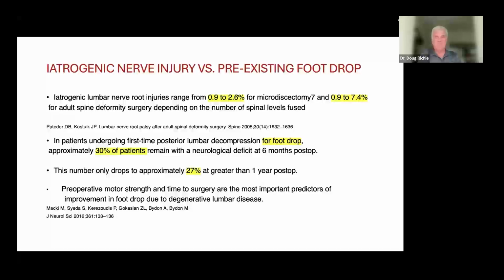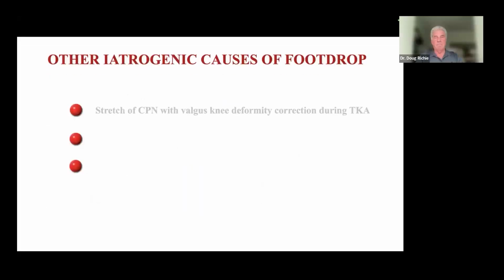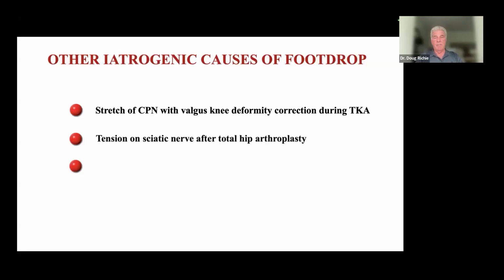So these poor patients, if they're getting radiculopathy, an early sign of foot drop, they really should be encouraged to consider surgery, because if they let this foot drop persist, even having lumbar spine surgery, they've got a 30% chance of a permanent foot drop afterward. Finally, we see iatrogenic causes of foot drop after total knee replacement, after total hip replacement.